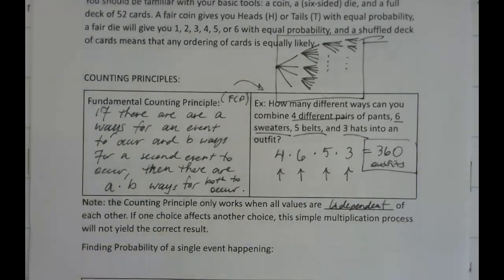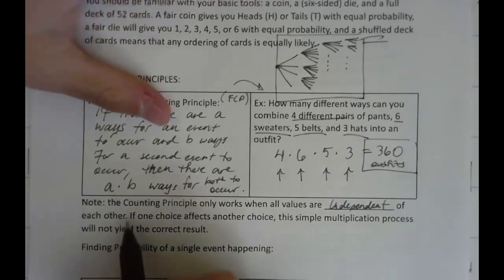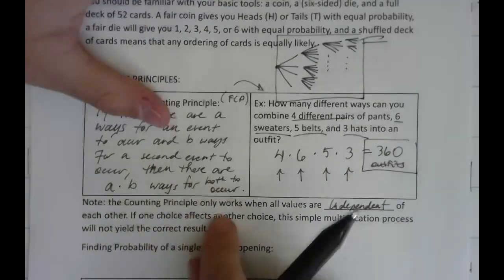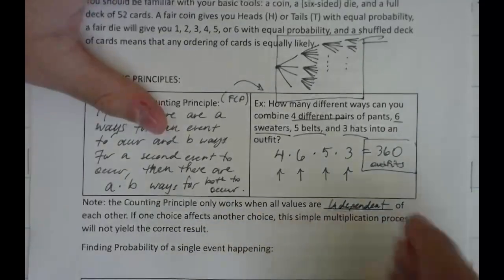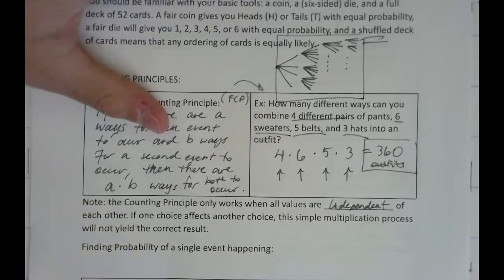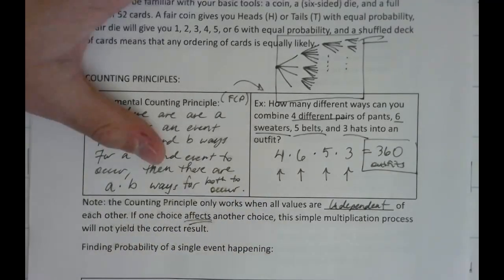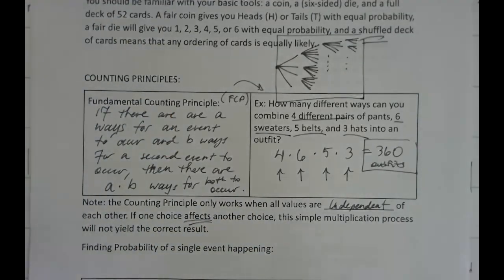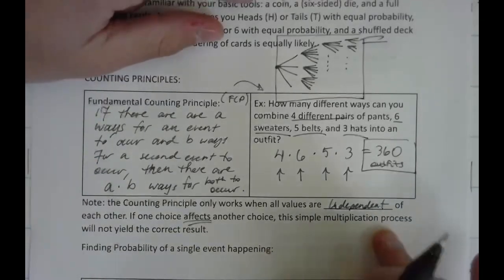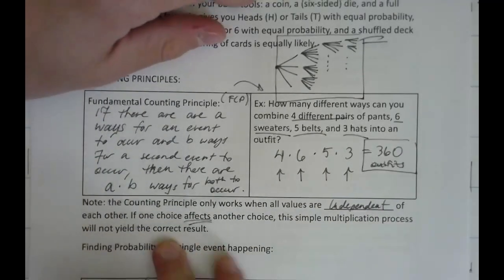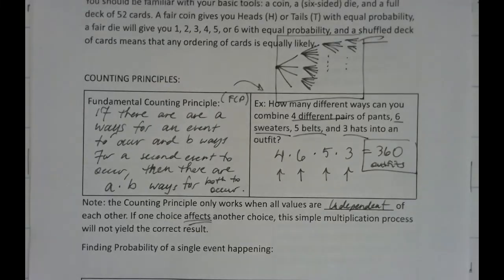Now, a good note down here is what it says. And this is kind of what we touched on earlier, and there will be more about this later. So if you're confused right now, just wait. The counting principle only works when all the values are independent of each other. We'll talk more about what that means in a minute. But if one choice affects another choice, so if one choice depends on another, this multiplication process does not yield the correct result. It doesn't work unless everything is independent of one another.